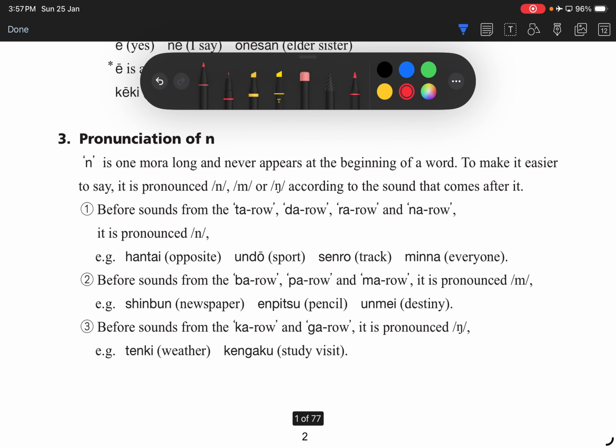Next, we have the pronunciation of N, but basically it just means that the position of the N word will mean a different sound, but the different sound is not that different, right? Sometimes, in English, some of the N sounds like M sound. So don't need to pay attention too much on this one. Just pronounce like how you normally will. For Singaporeans, it's very straightforward. So for example, hantai, undo, sendo, minna.